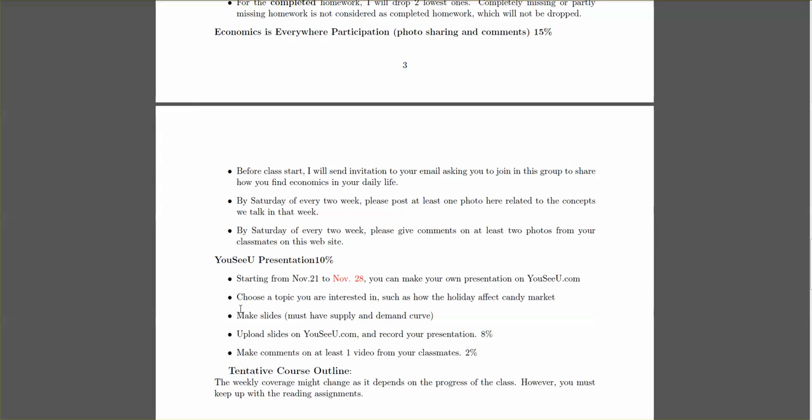So the requirement is to choose a topic you are interested in, such as how the holiday affects the candy market. So first you need to choose the topic. The second, make the slides. I only have one requirement about your slides. You must have a supply and demand curve showing up in your slides, because I want you to use the economic tools to analyze your topic.